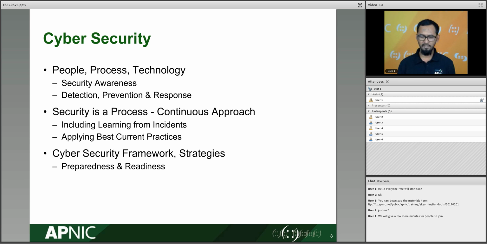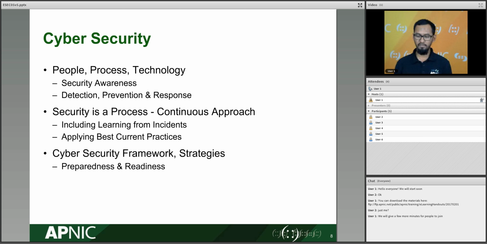a result, a lot of data concerning customers' information and whatnot has been leaked, right? So you may wonder what went wrong, how did they get breached, and what did they do to prevent further damage, right? So learning from incidents is part of this continuous approach of security implementation. And from time to time, because we adopt new technologies, changes in protocols, changes in application and how things work, right? We need to be able to be up to date on the best current practices.